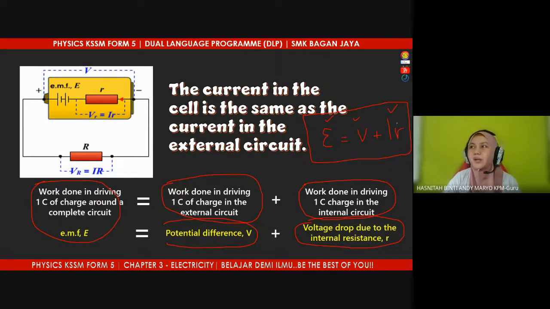Okay, so you can rearrange this formula, making Ir the subject. If you write it again, it becomes Ir equals EMF minus potential difference, as shown in the previous slide. So this is what I want you to understand: EMF equals the potential difference plus the voltage drop due to internal resistance in the dry cell. Are you done with this? Later we will look at questions on how to apply this equation.